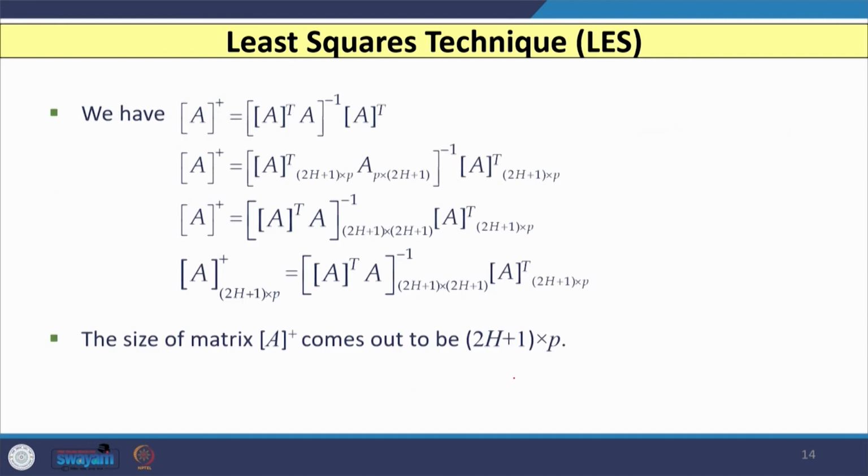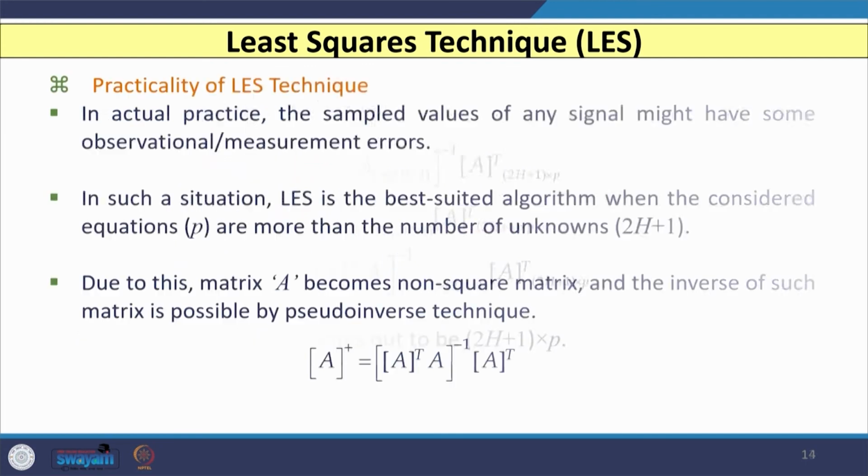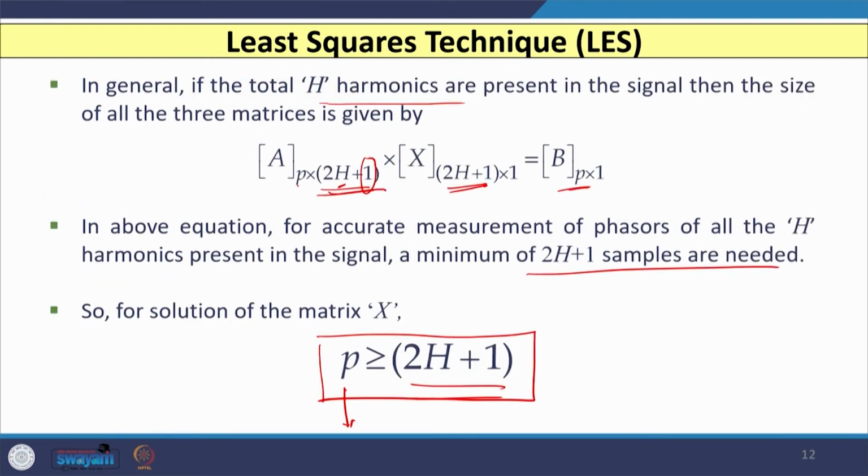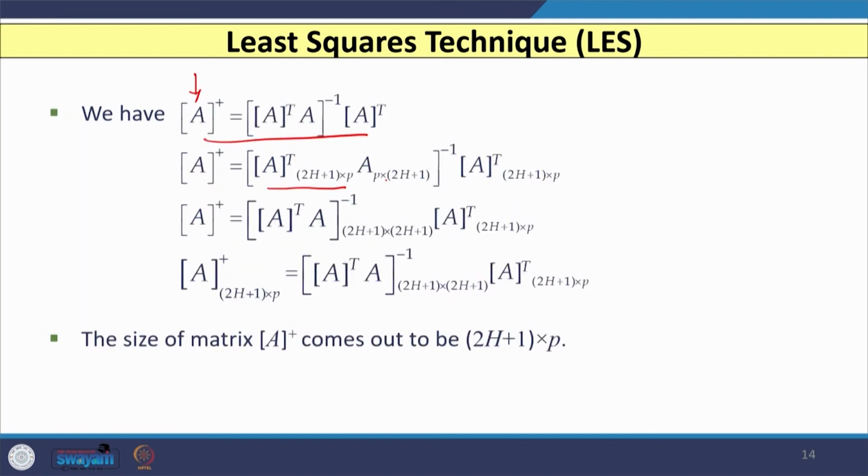So, if I write down this value, that is the pseudo inverse A plus, here is the same equation. We can say that the size of A transpose is 2h plus 1 into p. This we have already discussed earlier. The size of A is p into 2h plus 1, so the size of A transpose is reversed, 2h plus 1 into p. Again A, that is p into 2h plus 1, and whole inverse into A transpose, that is this value.